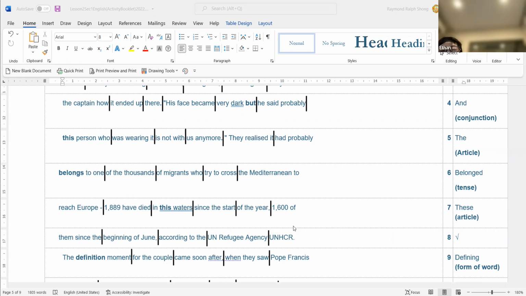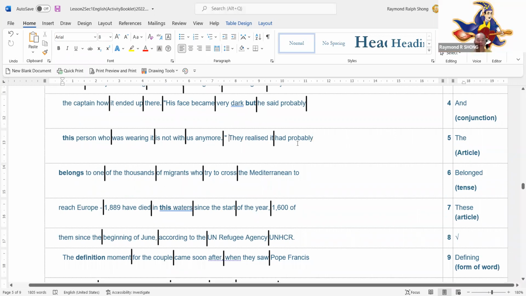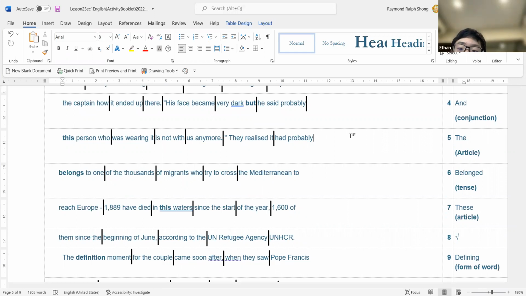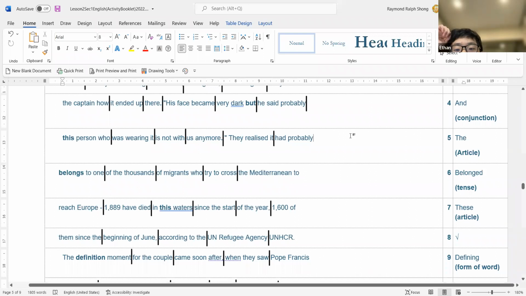The captain how it ended up there. His face became very dark. They realized it probably belongs to one of the thousands of migrants who try to cross the Mediterranean to reach Europe.